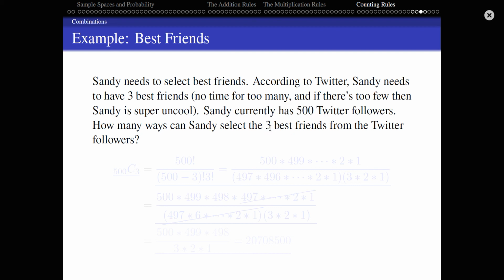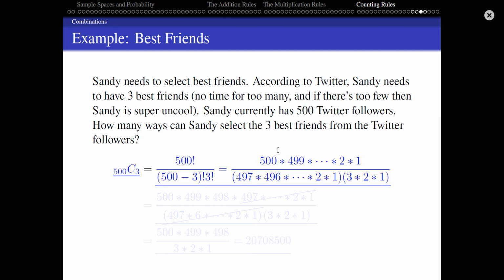Now thinking about this, Sandy is going to randomly select 3 best friends. It doesn't matter if you were selected first or second or last, you're in the best friends club. So this is a case where order does not matter. Sandy is selecting from 500 people, but only selecting 3 people to be best friends with. So we've got 500 choose 3. This is a combinations problem because order doesn't matter. Plugging in our numbers, we get 500 factorial divided by (500 minus 3) factorial times 3 factorial.